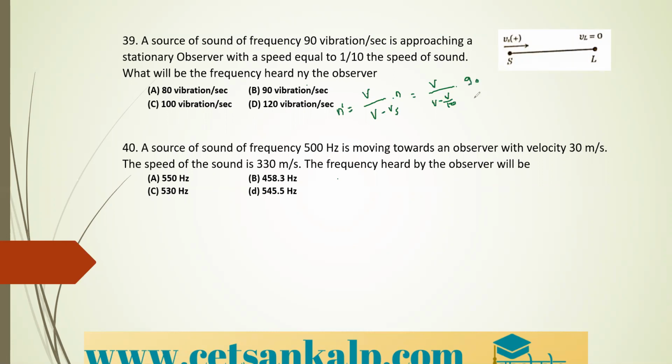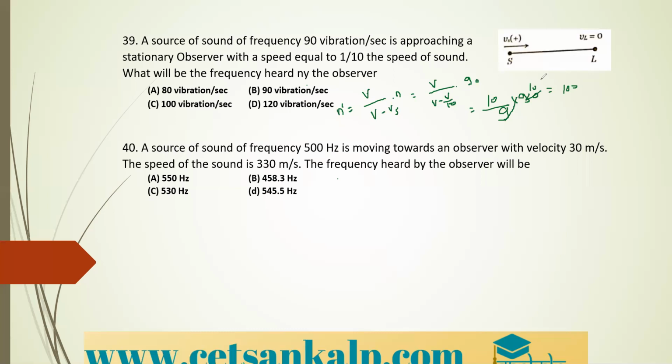N value is 90 because it is 90 vibrations per second. So if I simplify this, I will get 10 by 9 into 90. 10 by 9 into 90, this is nothing but what? It is 100 vibrations per second. So Doppler effect, we need to understand the formula. Directly we can substitute and calculate. So option C is the correct option, that is 100 vibrations per second.